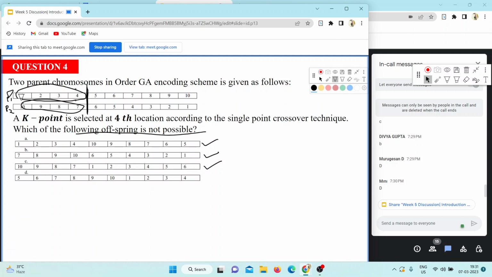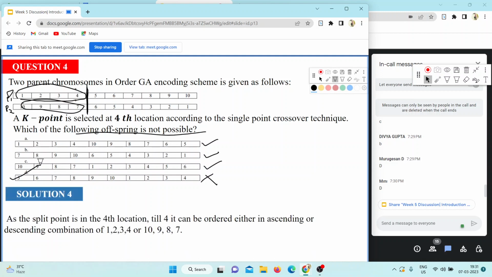Here you can see bits 1 2 3 4 or 4 2 3 1. So that is not the case in here. Here also you can see 10 9 8 7 or 7 8 9 10. That is also not the case over here. So this is not your children's solution, and we are asked which of the following is not a children's solution. So D is your correct answer.